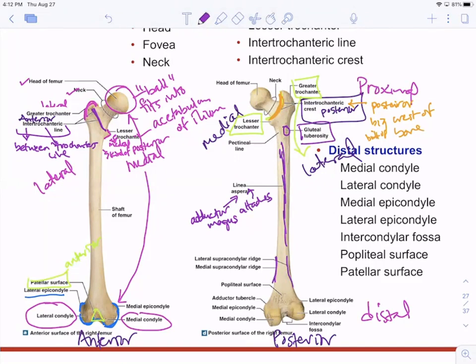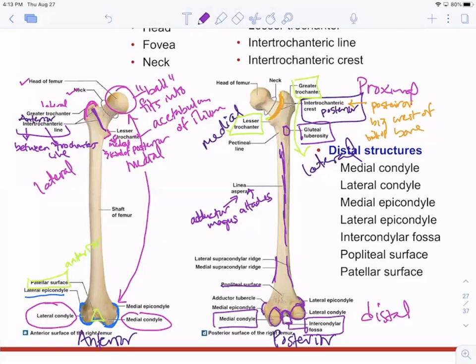And coming down, I don't really ask you about the popliteal surface, but we talk about the muscle. You're going to have the medial condyle, and then the medial epicondyle, and the lateral epicondyle, and the lateral condyle. And there's an adductor tubercle. It doesn't really show up on the bones very well in the lab, so I don't usually have you find that. But there is this fossa or depression here, and that is the intercondylar fossa.